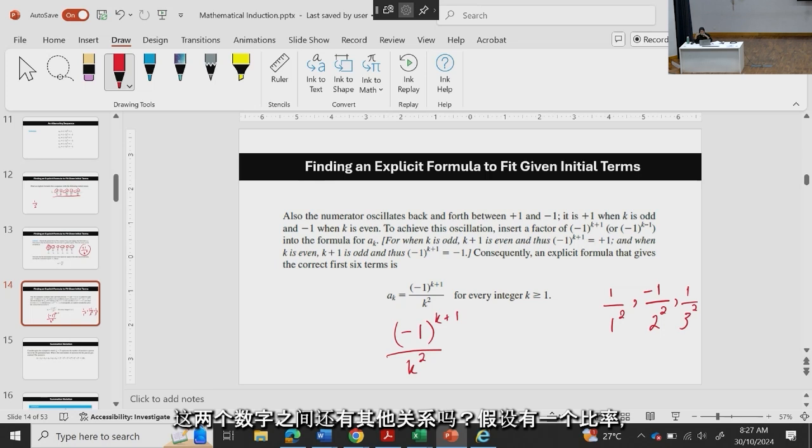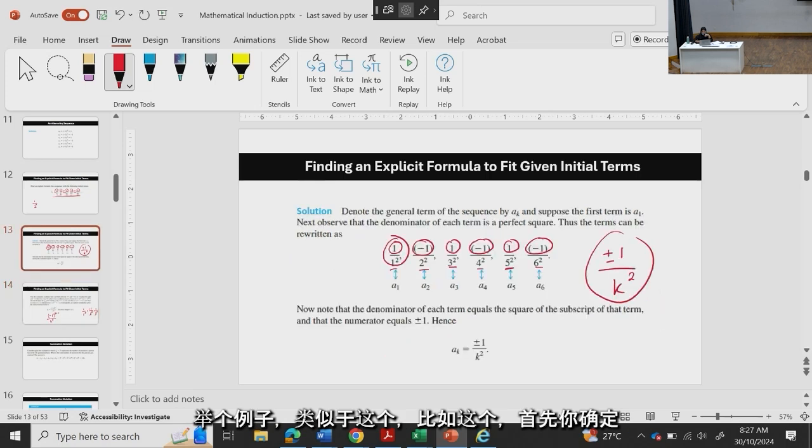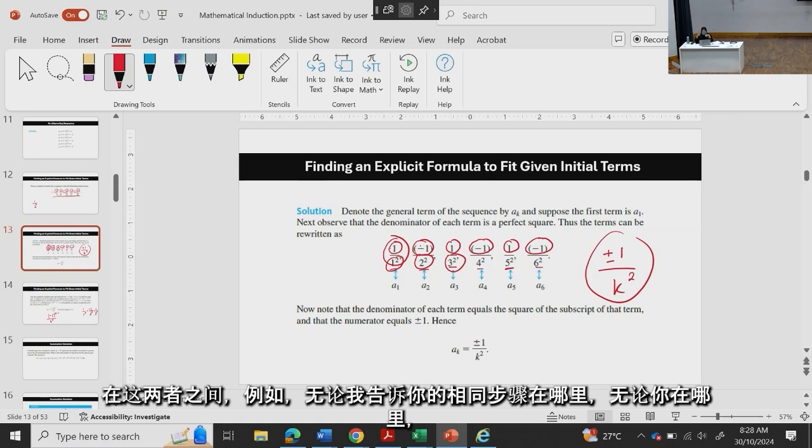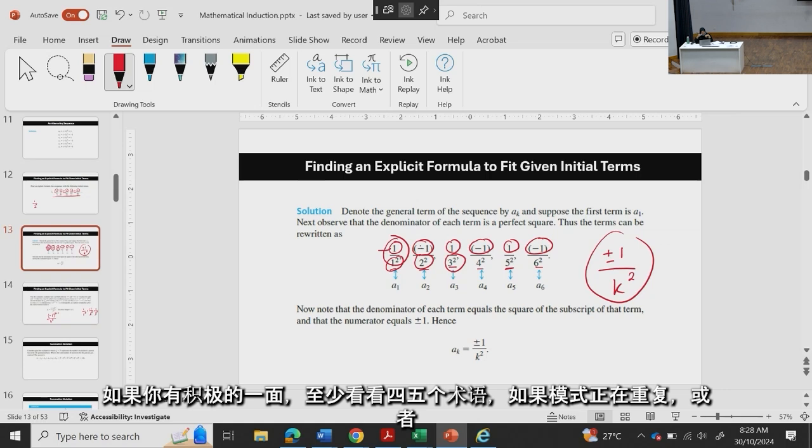Let's say you have a ratio. Just one example similar to this one. First you identified in the numerator that it was an alternating sequence, the pattern repeating 1, minus 1, an alternating sequence of positive and negative 1. Then you focused on what is in the denominator, what type of pattern is being repeated. Then you tried to find a link between these two. So, for example, the same steps that I told you, wherever you have 1, you have positive there.